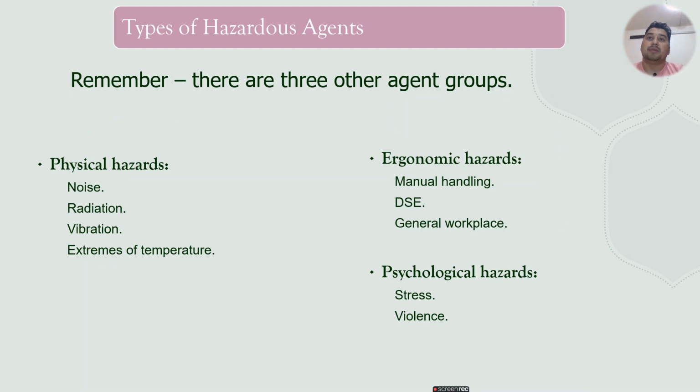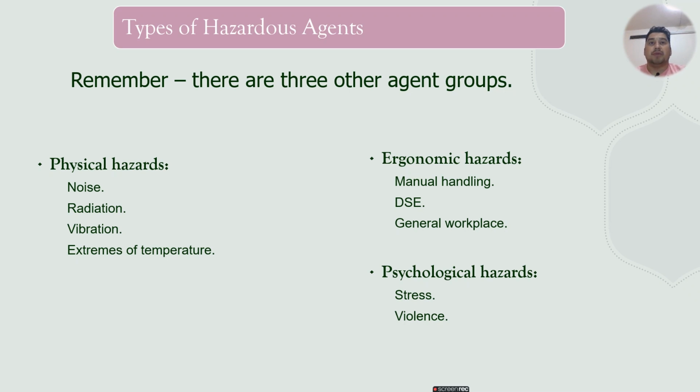Type of hazardous agents, and remember there are 3 other agent groups. The first one is physical hazards. Under the physical hazards, we have the noise, we have the radiation, we have the vibration, and extremes of temperature. If you go through elements 5 and 6, we have discussed the noise, radiation, and vibration also. After that, we have the extremes of temperature. Somehow I have touched extreme of temperature also, but I didn't explain it in detail in previous elements. But in this element, I will explain it in a very detailed way.